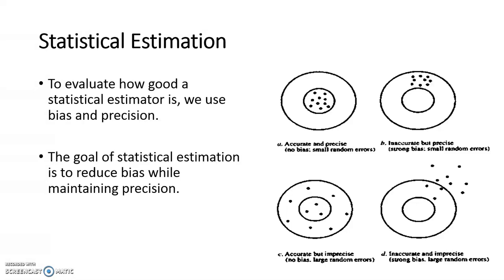The lower left is unbiased, but it's not precise because the points are scattered all over the place. And the lower right is what we really try to avoid. It's both biased and not precise. I think the entire statistical estimation theory tries to reduce bias while maintaining precision when we create good statistical estimators.